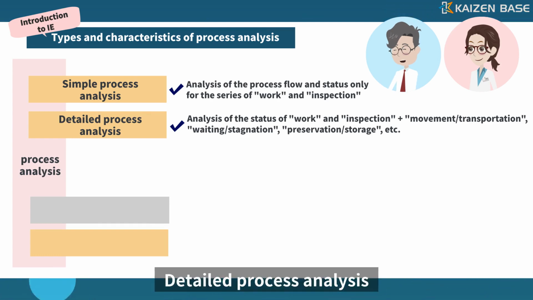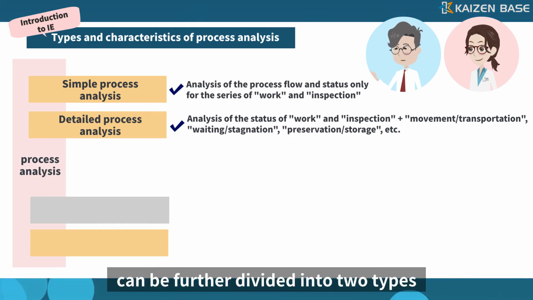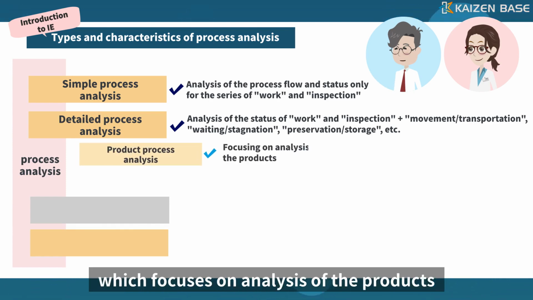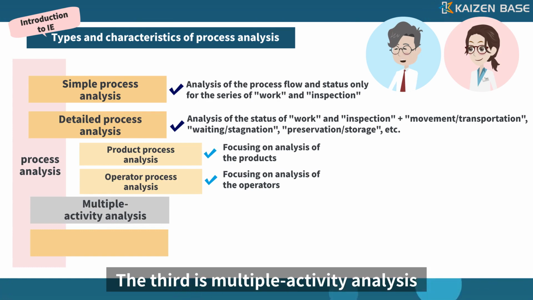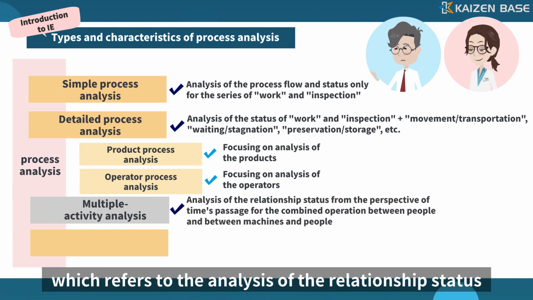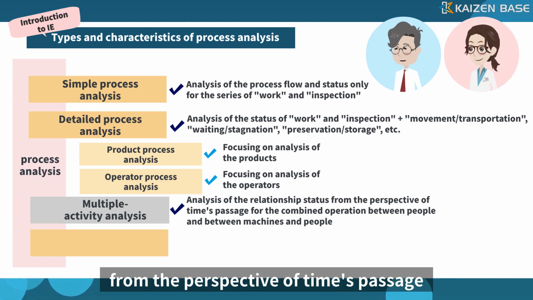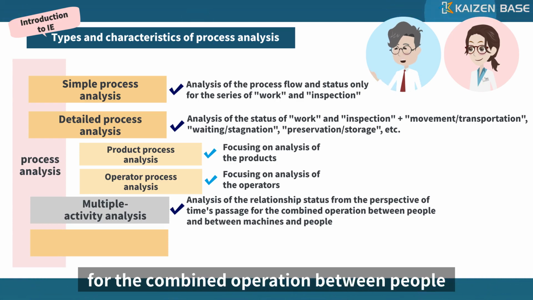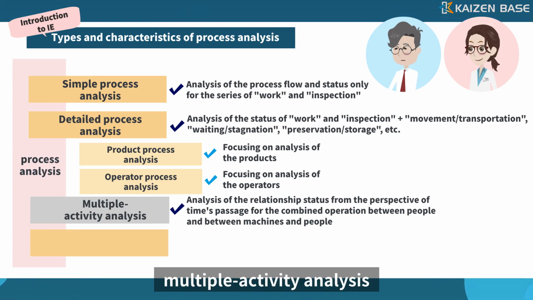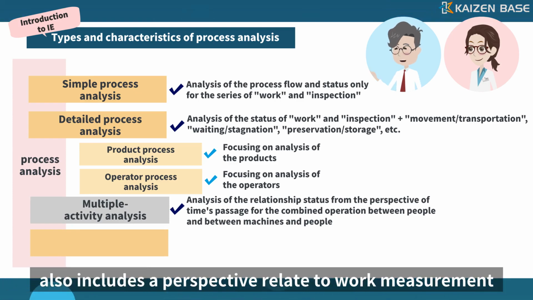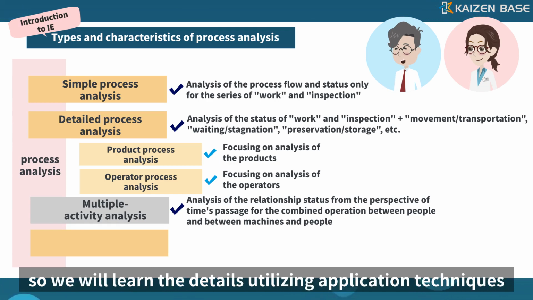Detailed process analysis can be further divided into two types: the product process analysis, which focuses on analysis of the products, and operator process analysis, which focuses on analysis of the operators. The third is multiple activity analysis, which refers to the analysis of the relationship status from the perspective of time's passage for the combined operation between people and between machines and people. In addition to method study, multiple activity analysis also includes a perspective related to work measurement, so we will learn the details utilizing application techniques.